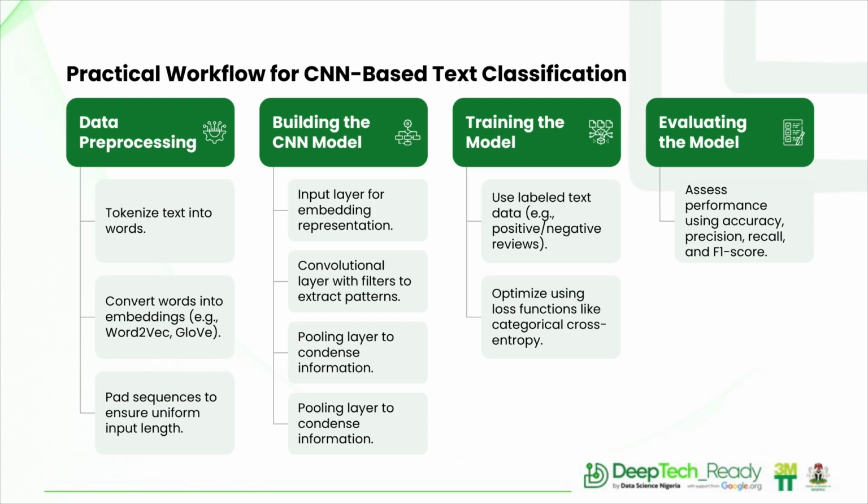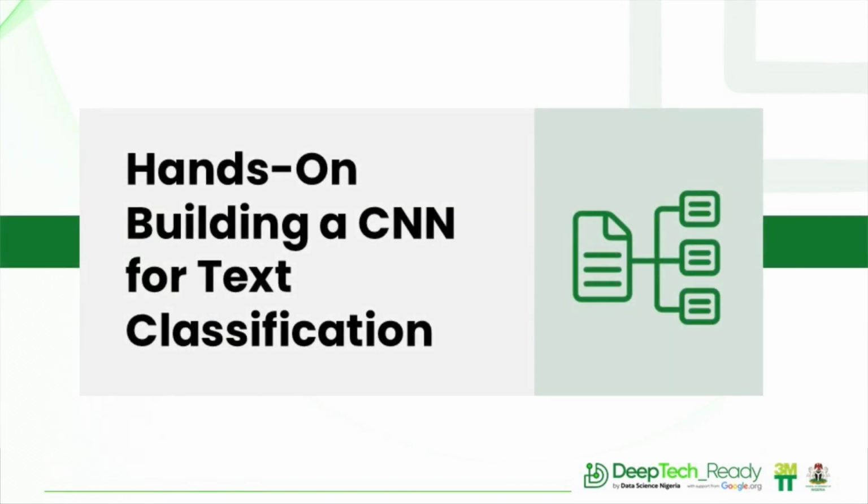And then we can train the model. This is where we build the model, and once the model is built, we can now train the model on the training data and then evaluate the performance on the testing data in terms of useful performance metrics such as accuracy, precision, recall, and F-score. Let's now have a hands-on demo of building a convolutional neural network for text classification.